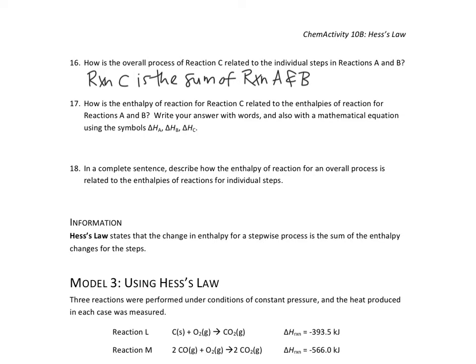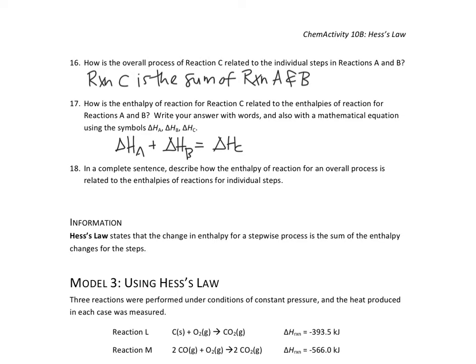So we're going to write out what's happening, but let's think about this. If in step A, reaction A, we get a certain amount of heat out, then we do a second step by doing reaction B and we get another amount of heat out. Then if C is the sum of those two steps, then the heat of reaction for A plus the heat of reaction for B is going to be the heat of reaction for C.